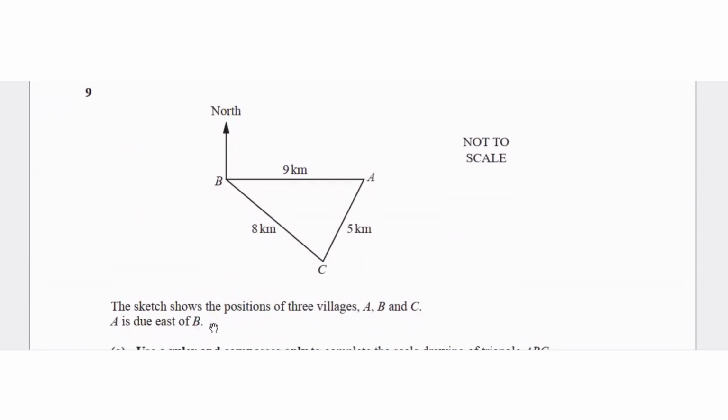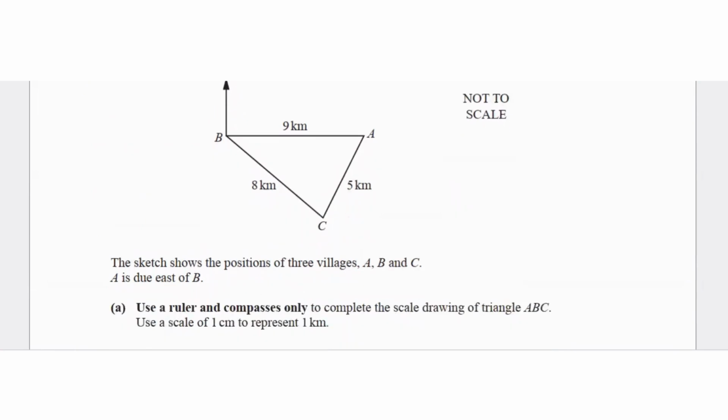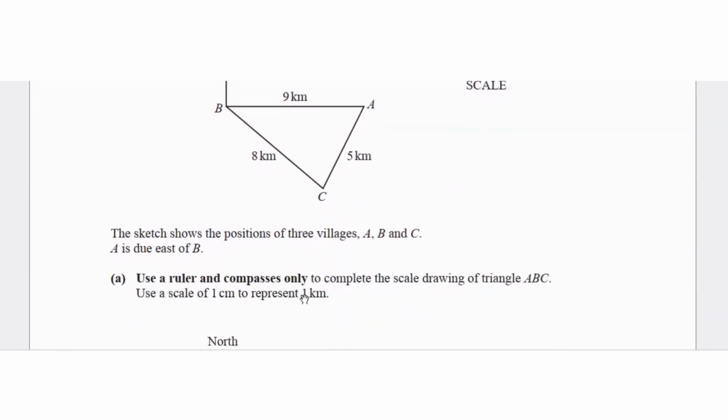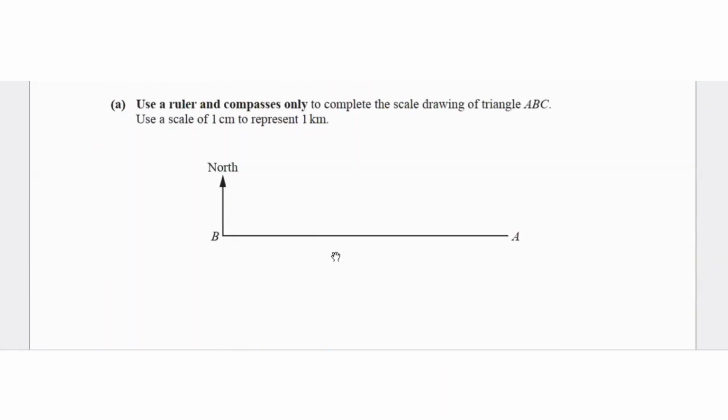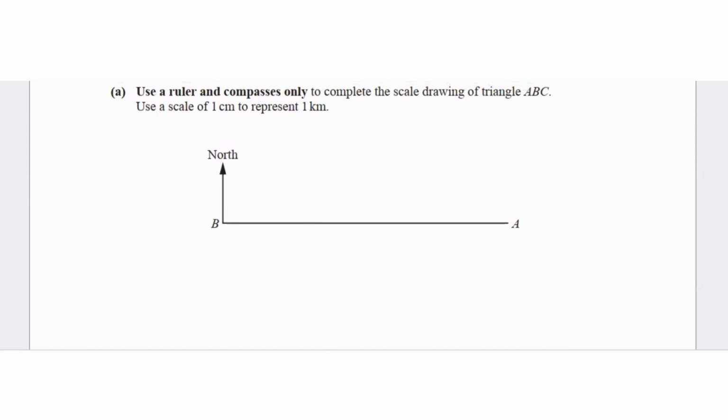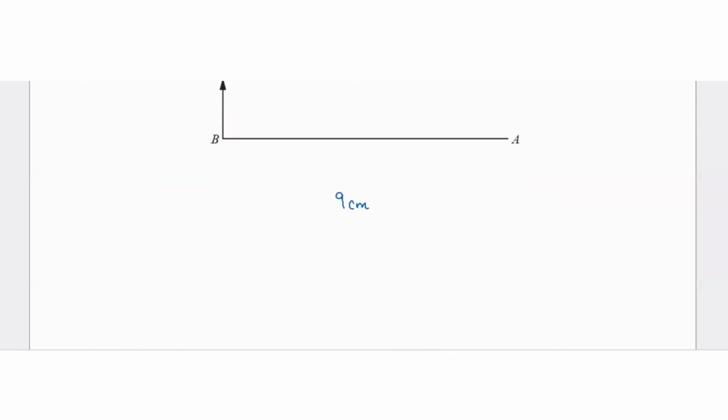Question 9 says the sketch shows the positions of 3 villages A, B, and C. A is due east of B. Use a ruler and compasses only to complete the scale drawing of triangle ABC, using a scale of 1 centimeter to represent 1 kilometer. They've already drawn the line AB, which if you measure is going to equal 9 centimeters. So the other lengths are 8 and 5.